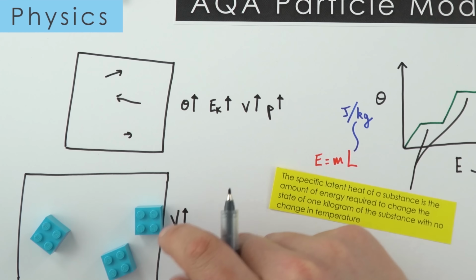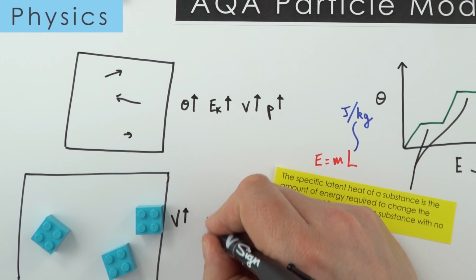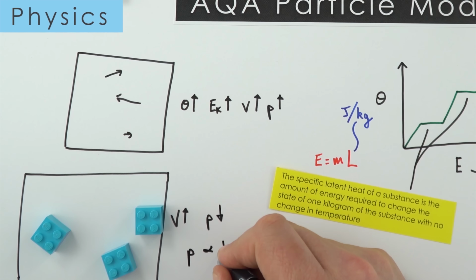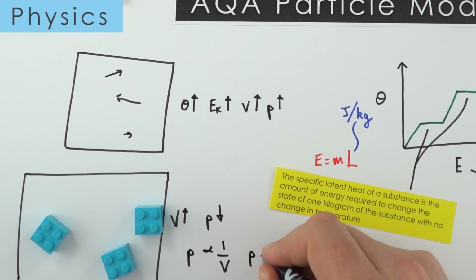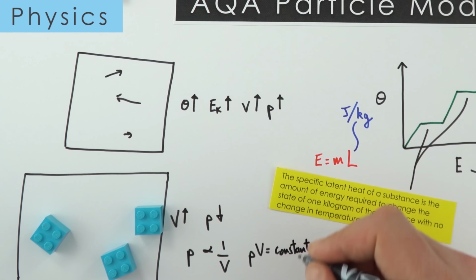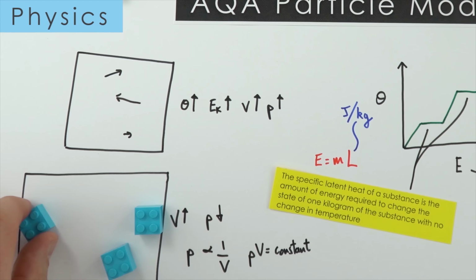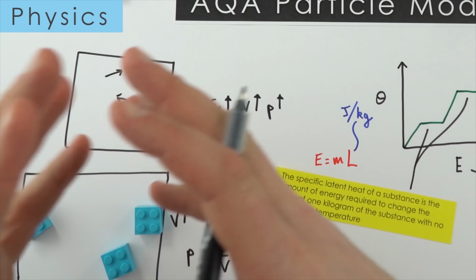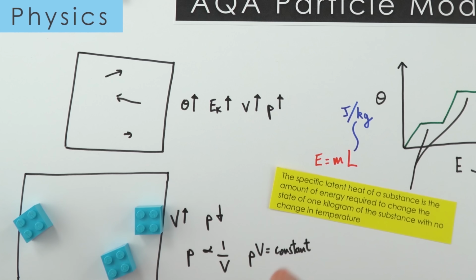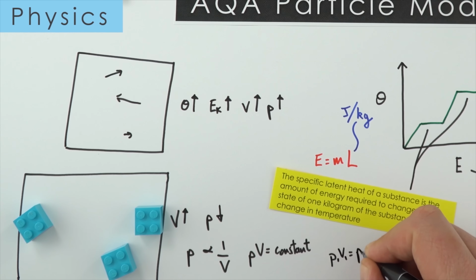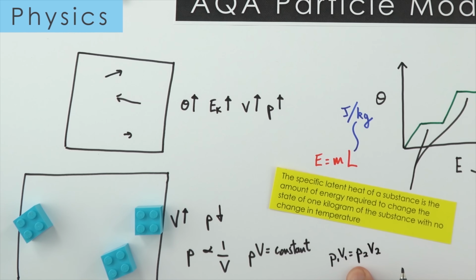So when you increase the volume for that same amount of gas at a constant temperature, it means that the pressure goes down. What we can actually say is that the pressure is inversely proportional to the volume, or we could write that as pressure times the volume is equal to a constant amount. And that's really important because it means that if you knew the pressure and the volume of some gas at the beginning, and you knew the pressure or the volume at the end after you've maybe increased or decreased the volume, we can then work out the new pressure or volume. And effectively what we can say is that the pressure times the volume before is going to be equal to the pressure times the volume afterwards. And this is provided it happens at a constant temperature.